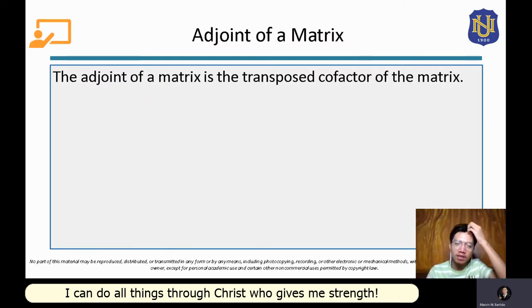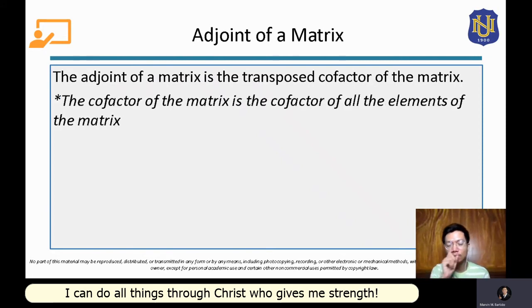Now, let's proceed to the adjoint of a matrix. So the adjoint of a matrix is the transposed cofactor of the matrix. So we have already discussed the cofactor of elements. So we are going to solve for the cofactor of the matrix by solving the cofactor of all the elements. So the elements of the cofactor of the matrix will be the cofactor of each element in our matrix. After we solve for the cofactor of a matrix, to solve for its adjoint, we just have to transpose it. We have already discussed that also, that to transpose a matrix, we just have to interchange rows and columns. So let's try to solve problems about this.